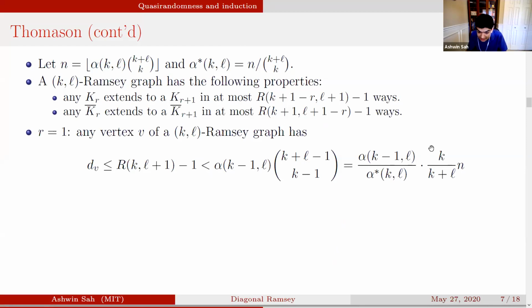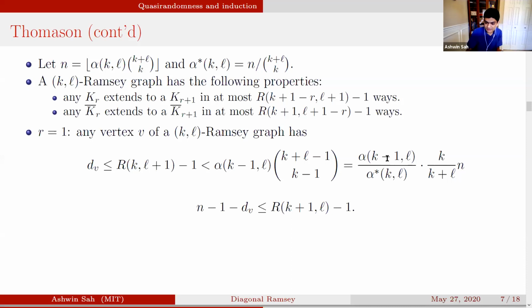So you can see it's less than k over k plus l times n, maybe times something. And since alpha is decaying, this something here is going to be slightly bigger than 1. So there's a little bit of room compared to when alpha equals 1, the Erdős-Szekeres argument, where it would just be strictly less than k over k plus l times n. And similarly, we get something similar for the complement of its degree. So we get this upper bound.